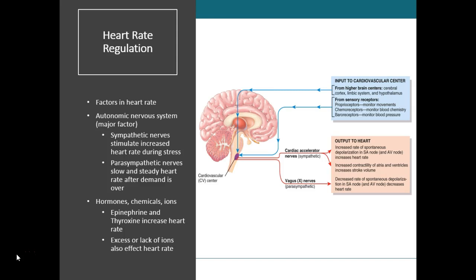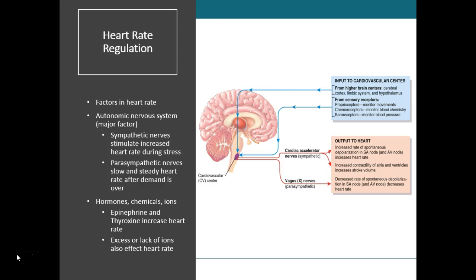So the nervous system regulation of the heart originates in the cardiovascular center that you know is in the medulla oblongata. This region of the brainstem receives input from a variety of sensory receptors, but also from higher brain centers such as the limbic system and the cerebral cortex. The cardiovascular center is then going to increase or decrease nerve impulses in both the sympathetic and parasympathetic branches of the autonomic nervous system.